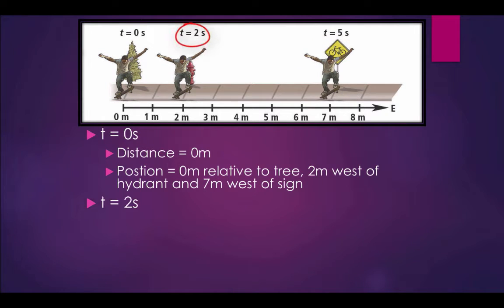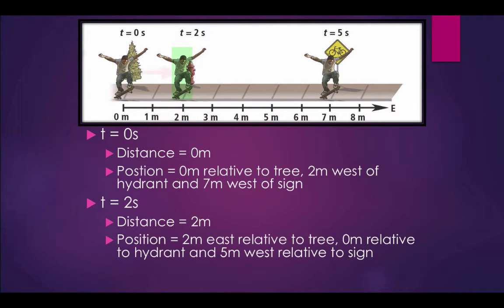At time 2 seconds, his distance traveled is now 2 meters. His position is 2 meters east relative to the tree, or 0 meters relative to the hydrant, and 5 meters west relative to the sign.